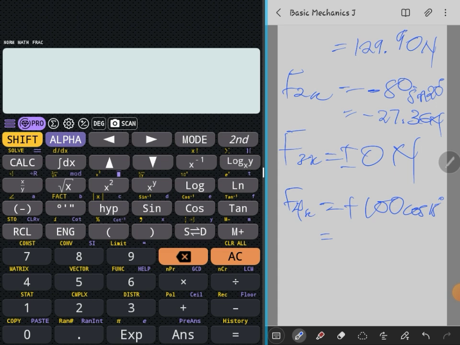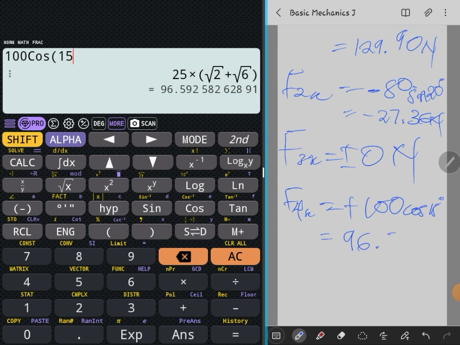So F4x, right? So that's 100 cos 15, right? And that's giving us 96.59. And you see how the calculator was lagging to give us the answers. At times the memory is loaded, so you can clear it. This is just, by the way, to make it work faster.